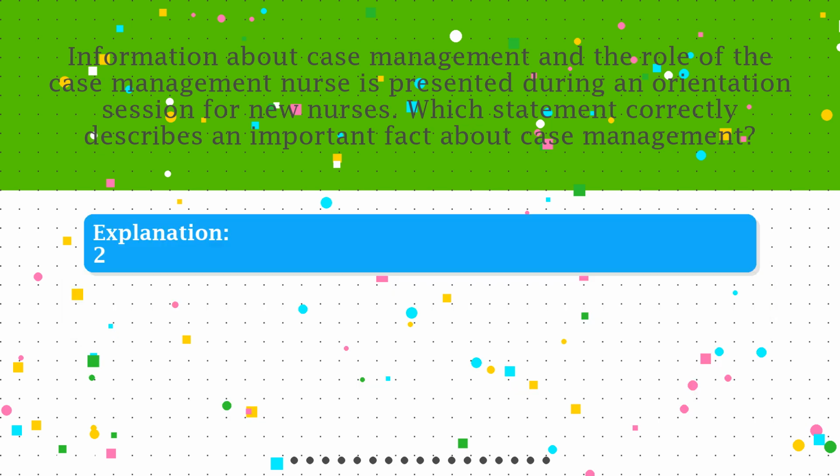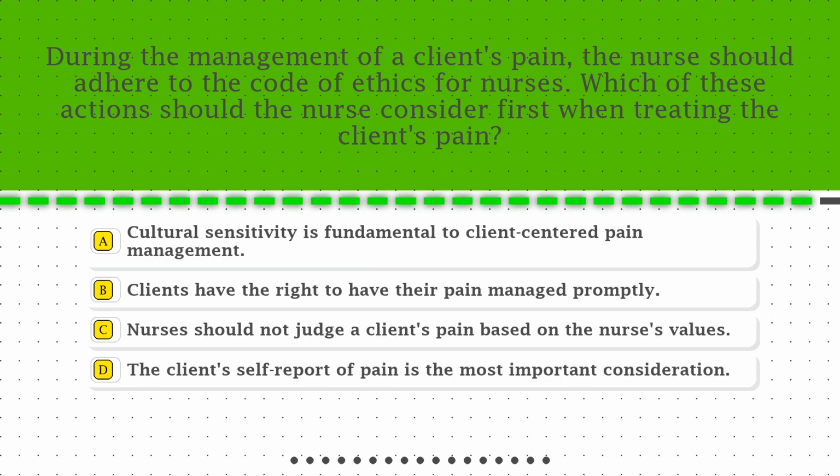Question 2. During the management of a client's pain, the nurse should adhere to the Code of Ethics for Nurses. Which of these actions should the nurse consider first when treating the client's pain? Option A. Cultural sensitivity is fundamental to client-centered pain management. Option B. Clients have the right to have their pain managed promptly. Option C. Nurses should not judge a client's pain based on the nurse's values. Option D. The client's self-report of pain is the most important consideration.